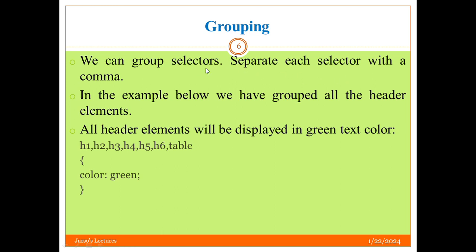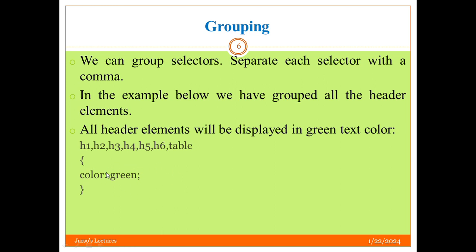Then by separating each selector with a comma, look here, header 1, header 2, header 3, header 4, header 5, header 6, and also table. Each of them is a selector now. They are HTML elements: H1, H2, H3, H4, H5, H6, table. Then if you have all of those HTML elements, look here, color green. We are going to change the color of each of them to be green.